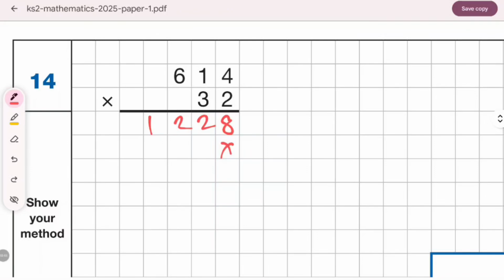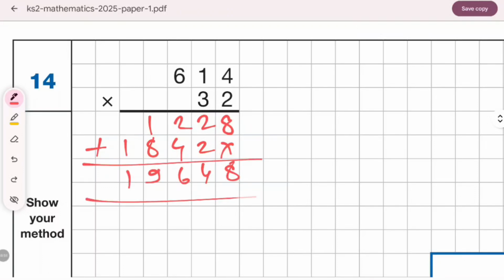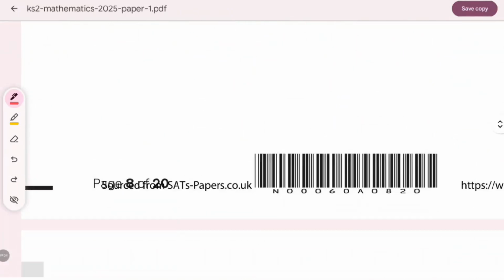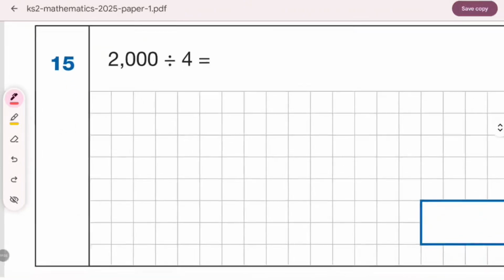So when we multiply 3 times 4, we will get 12, carry 1. 3 times 1, we will get 3 and carry 1 will be 4. And 3 times 6, we will get 18. So when we add it, we will get 8, 2, 2, 4, 2, 4, 6, 1, 8, 9 and 1. So basically the correct answer for this question will be 19,648.